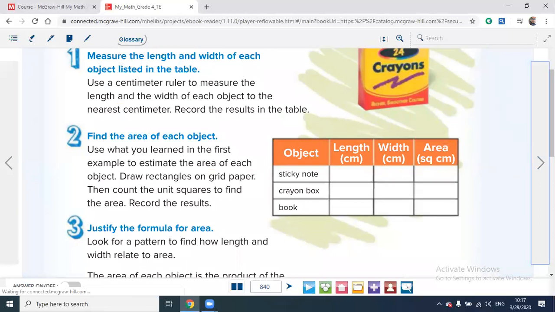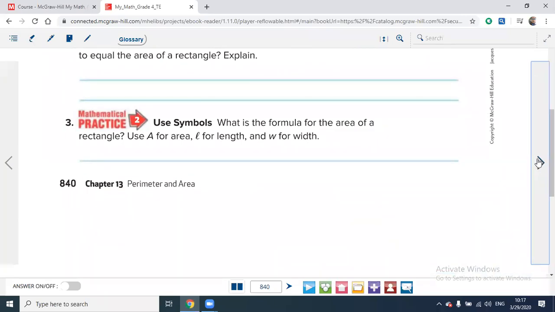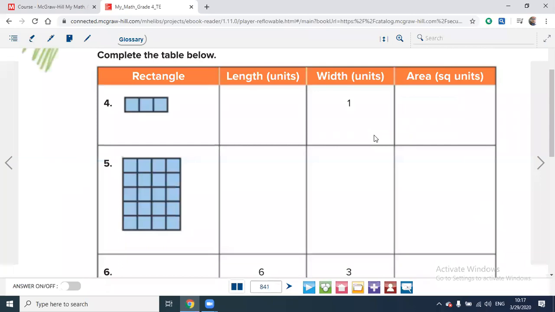See the next page, page number 841. Please, all of you, can you find the length and width for each rectangle, then find the area, as we learned before. I will explain numbers four and five only. Rectangle, I have to count from outside to find the length. 1, 2, 3. So I have 3 units for the length. What about width? As it is written here, already 1. Count from outside, only 1 square.